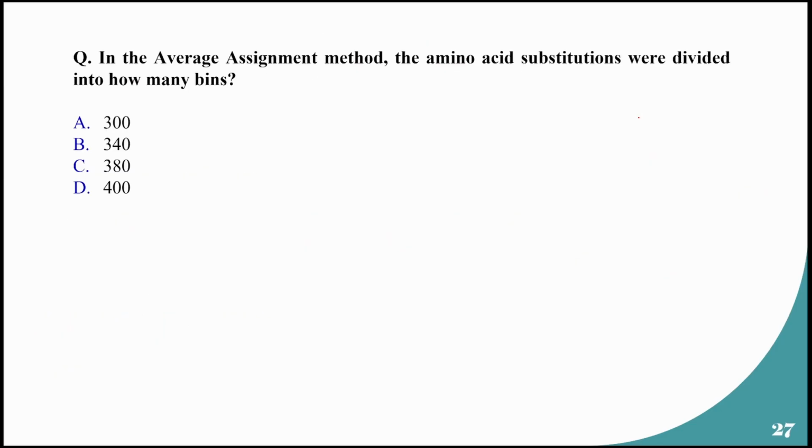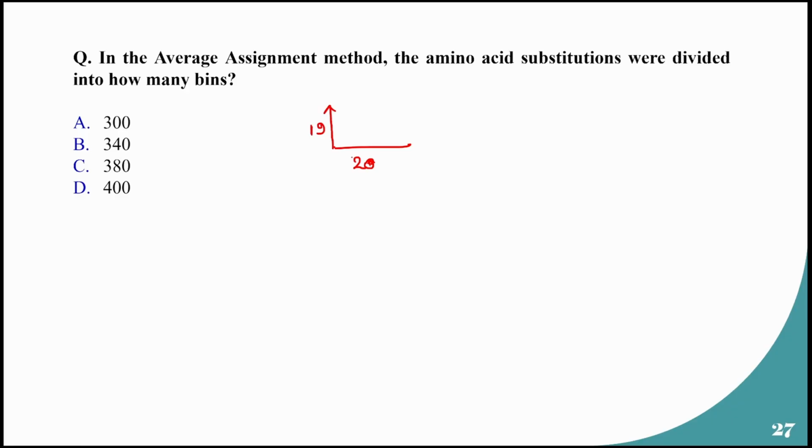Anyway, now in the average assignment method, when it was calculated, the amino acid substitutions are divided into particular bins, right? If you list out all of the naturally occurring amino acids, you will have 20 values in this particular column or axis, right? And then if you list out all of the other amino acids, you'll get 19 amino acids on this axis, right?